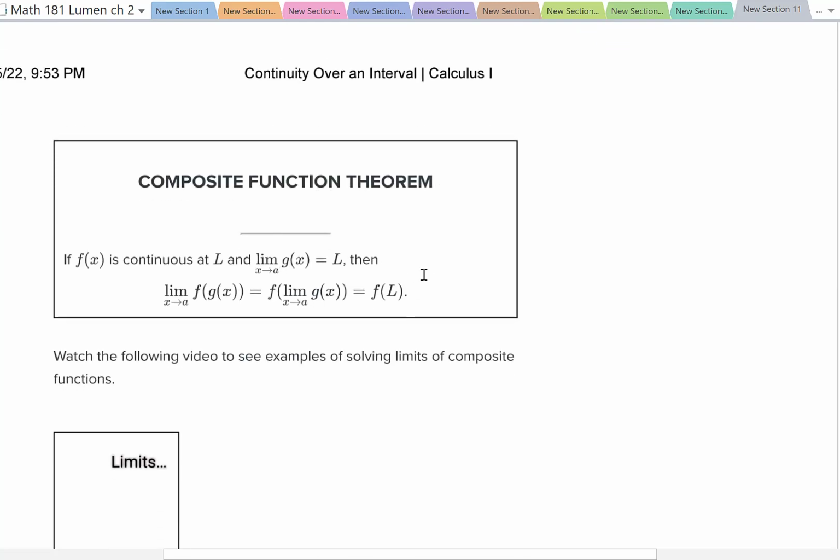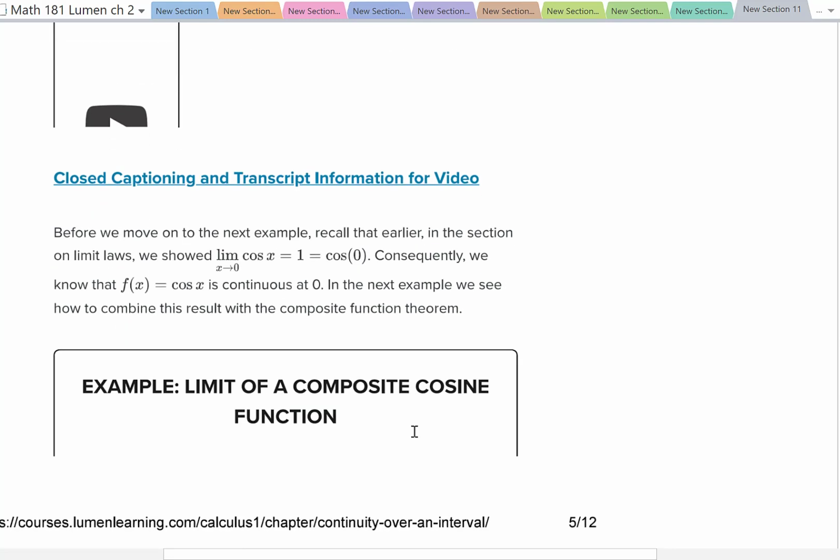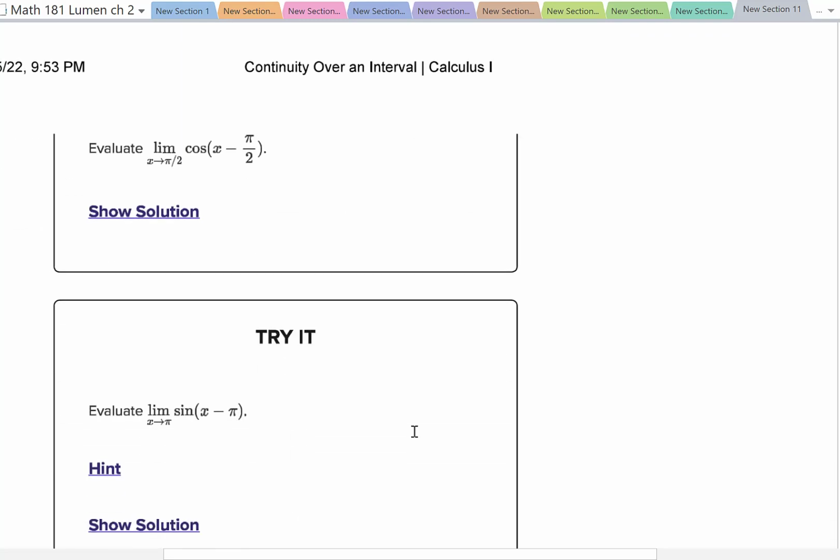Composite function theorem, this is one of those outcomes. If f of x is continuous at L and the limit as x approaches a of g of x is L, then the limit as x approaches a of f of g of x is f of the limit of g of x as x approaches a, which is f of L. And there's a video for you to watch. If you'd like to watch the video, go into the lesson.